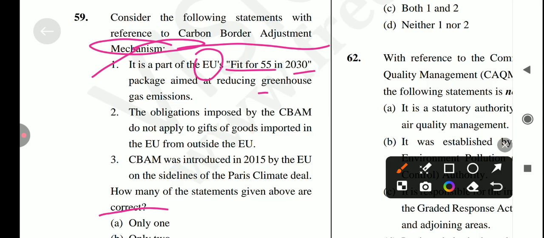Next is, the obligations imposed by CBAM, which is the Carbon Border Adjustment Mechanism, do not apply to goods imported in Europe from outside Europe. No, it's not a correct statement because ये apply करता है इसमें भी. Okay, so they do apply to goods imported in Europe from outside Europe.